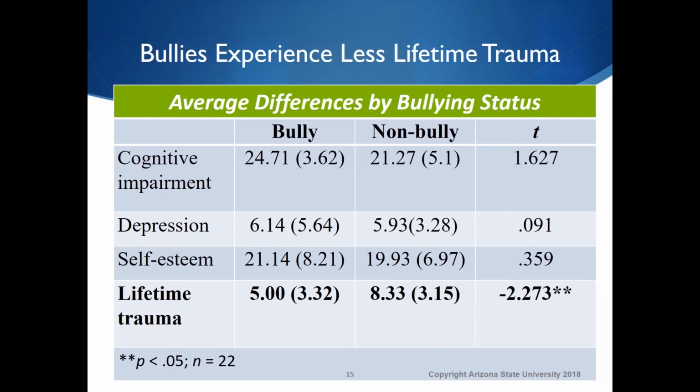So we looked at differences in cognitive status, depression, self-esteem, and the experience of lifetime trauma. And the only difference that was statistically significant was that people who bullied reported less lifetime trauma, which was a surprising result for me. It was an average difference of 5 incidences across their lifespan, versus 8 for people who didn't bully. So, I mean, it was pretty significant. And I don't know what that means. My research didn't look into that. It's something I'd like to explore further.